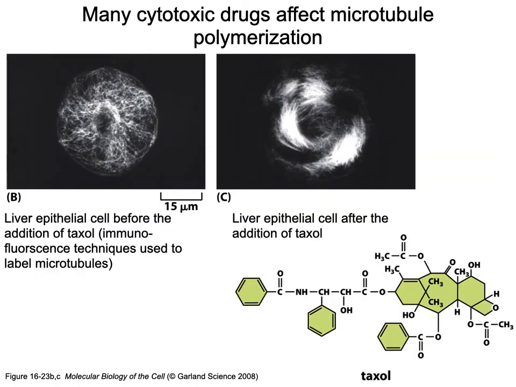So in this figure, what we're looking at on the left in panel B is a normal liver epithelial cell. We have the microtubules labeled. And then panel C is after Taxol treatment. You can see how the microtubule pattern is very different. So the cell's not going to be able to move material around on it.